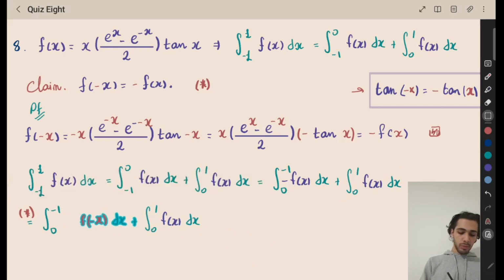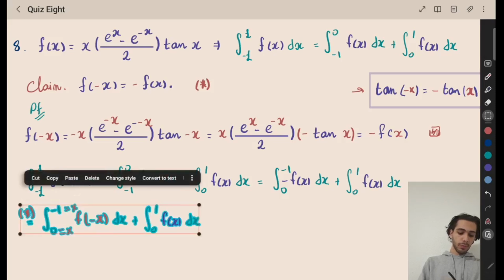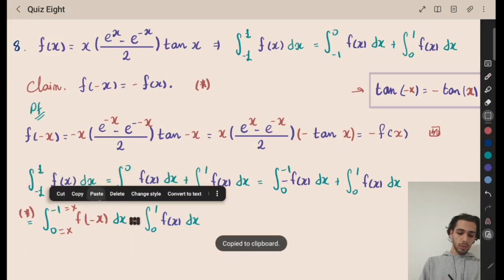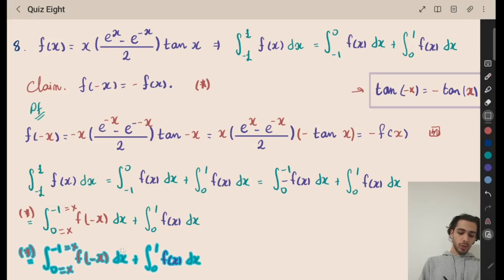And notice this is going to be magical right now. It's just going to work like magic. So x is equal to 0 to x is equal to minus 1. We're taking f of minus x. Well, logically, that's the same thing as taking f of x as well. But you take it from 0 to 1.